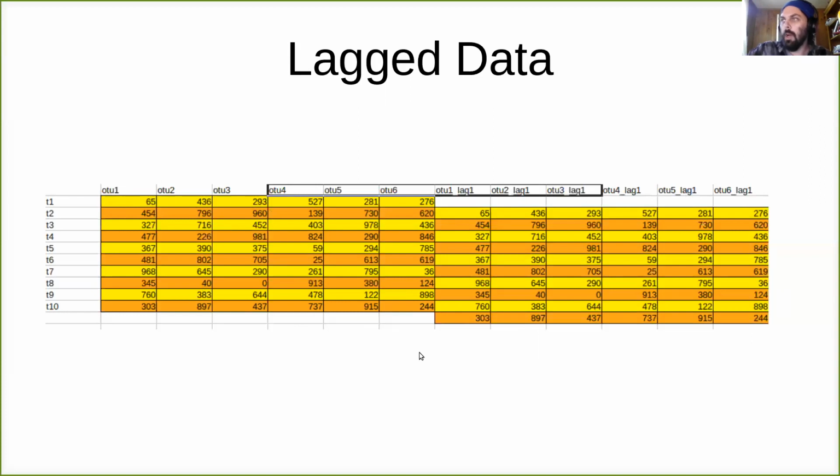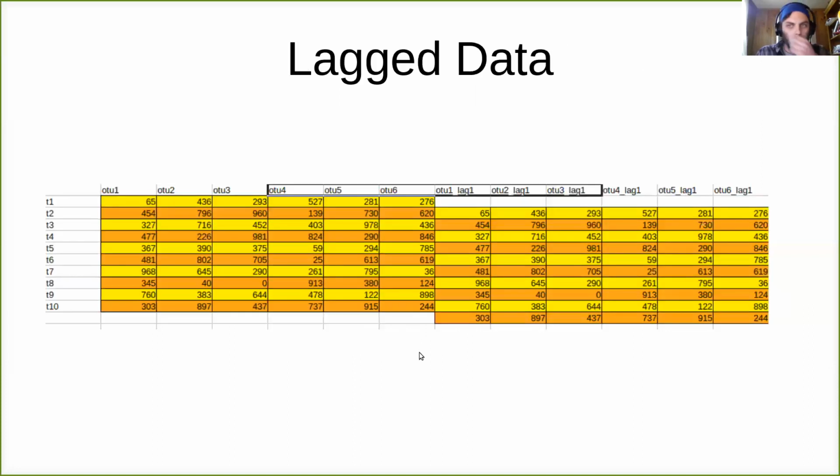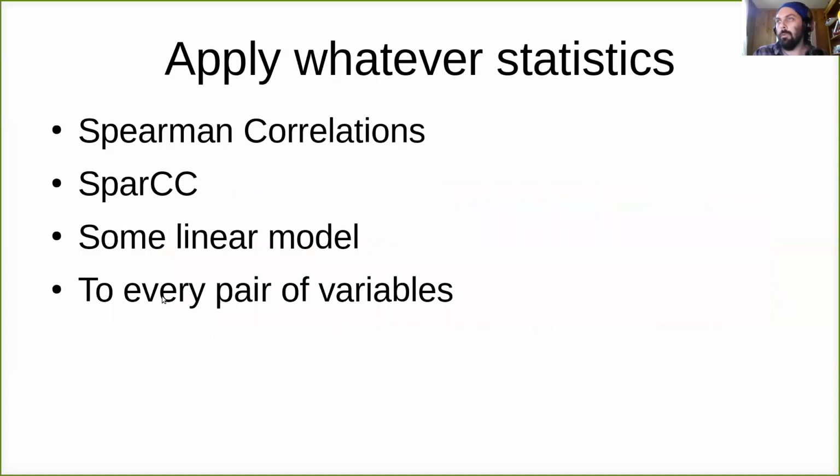So now we've got our big wide lagged correlation matrix. And then what we can do is basically just do whatever statistic we were doing. Remember in previous lessons, we've done all the OTUs versus all the different samples, and we build some sort of network. We do a correlation network or a sparsely seeded network on this. Similarly, you can do the same network on this whole data set. So you can do the Spearman or sparsely seeded or some linear model, but you want to do that to every pair of variables.